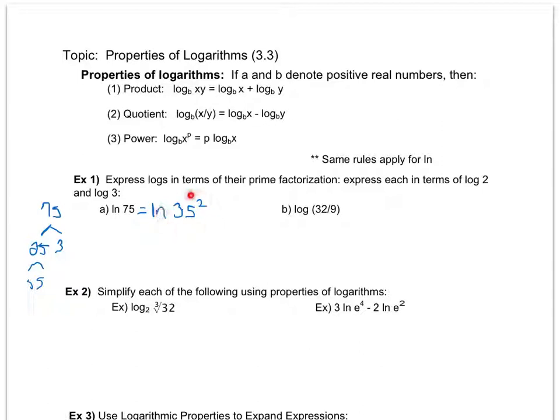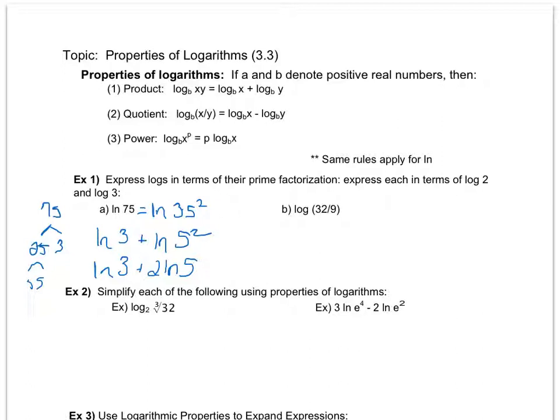Well, now notice what I have. I have a product here. So if I have a product, I can break that up and add. So that will give me ln of 3 plus ln of 5 squared. And once again, notice that now I have an exponent. What do I do if I have a power or an exponent? I bring that out front and change to multiply. So I have ln of 3 plus 2 times ln of 5. My directions had asked me to express in terms of either logs of 2 or logs of 3. So notice I have a log of 3 and a log of 5, so I probably need to change those directions. I cannot change this to log base 2 because there is not a prime factorization of 2.